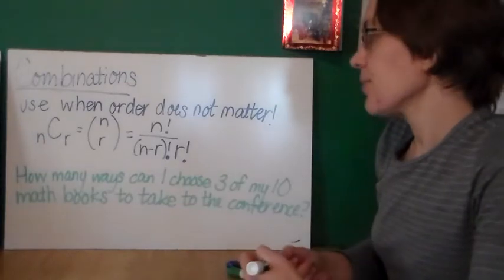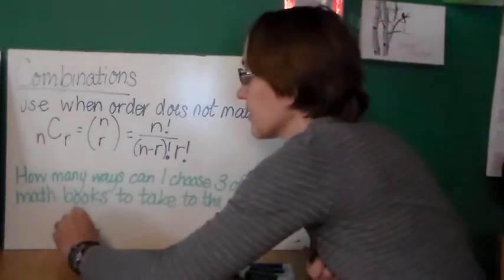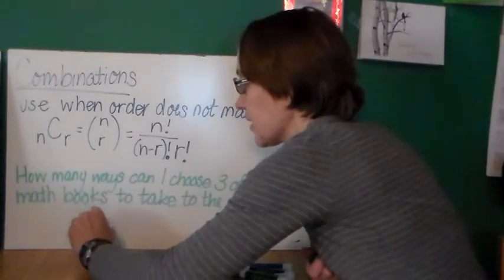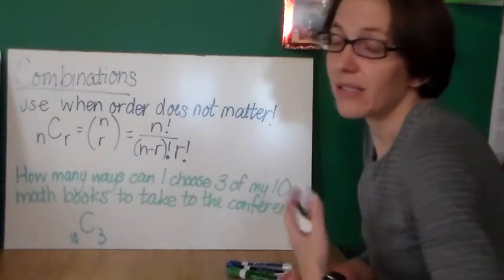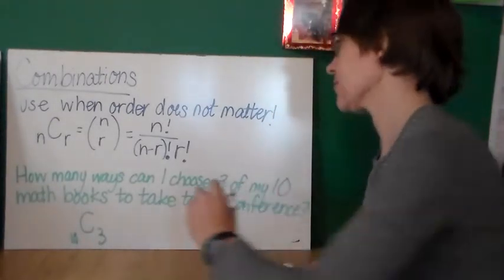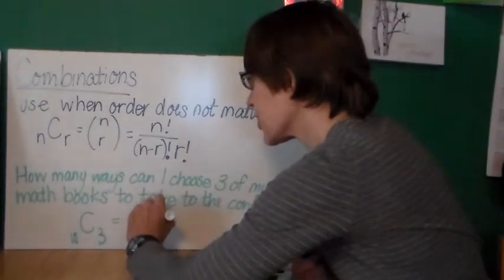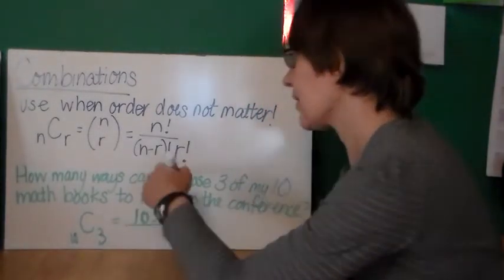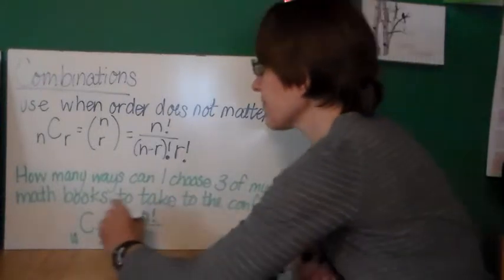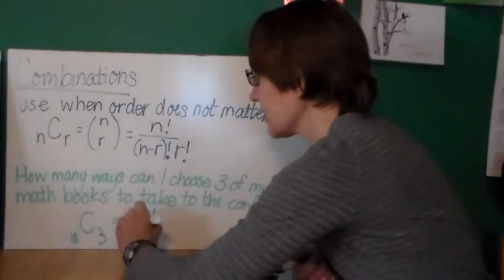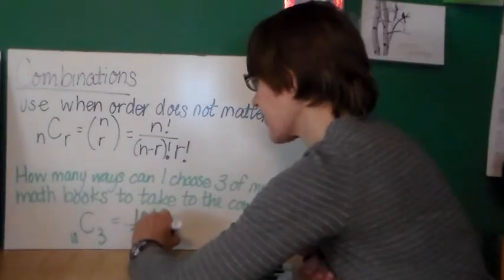So here's our question. How many ways can I choose 3 of my 10 math books to take to the conference? Well, this is 10, and I'm going to choose 3. Now, it doesn't matter what order they're in, because I'm just going to throw them in my suitcase and take them along. So I have 10 factorial, again, a huge number. I'm going to divide this by n minus r, so 10 minus 3 is 7 factorial, and then 3 factorial.